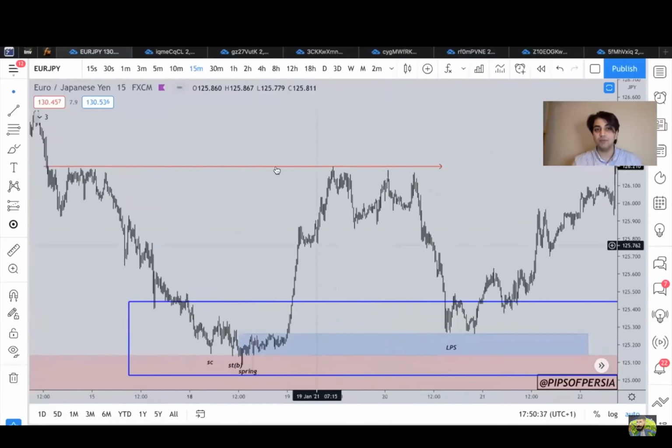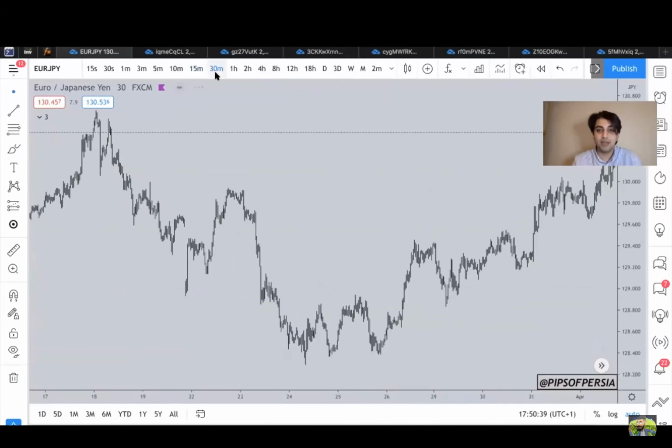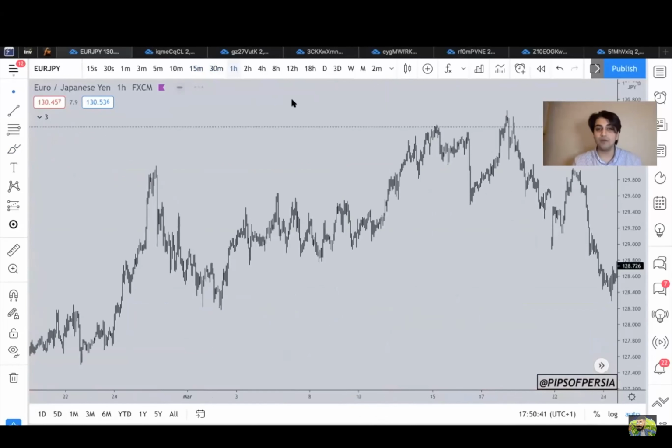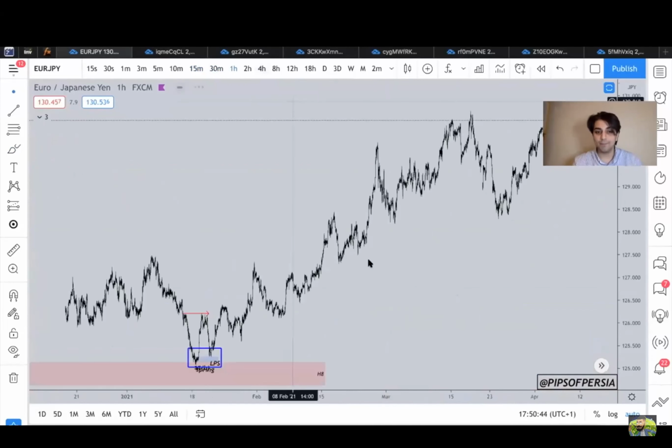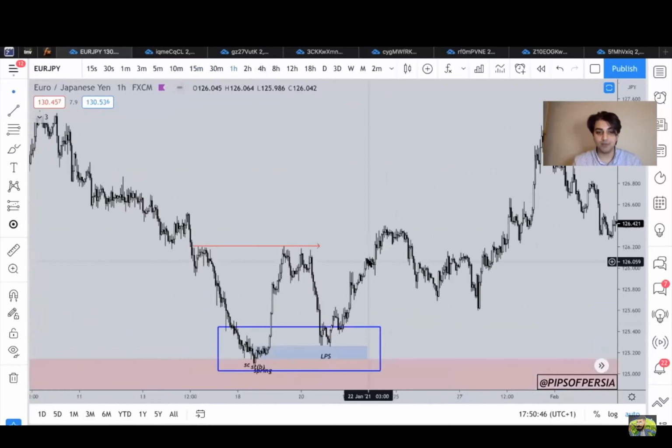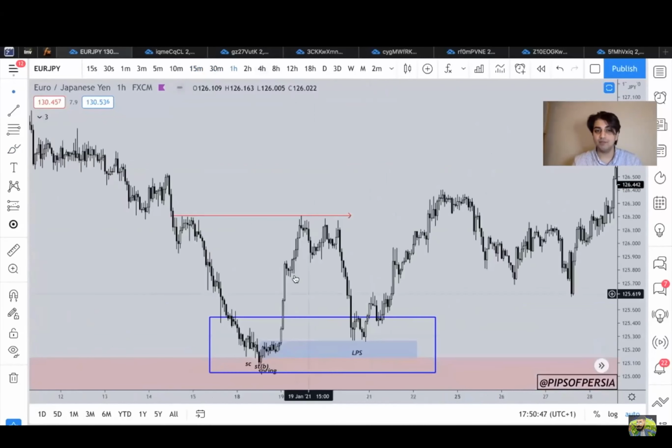This is now your proof of demand. This is now where the market is saying, hey, that demand is valid. The order flow is valid. We are going to go higher. When I start to see these moves away from these levels, it gives me that confidence.